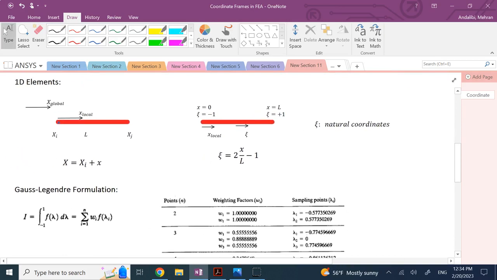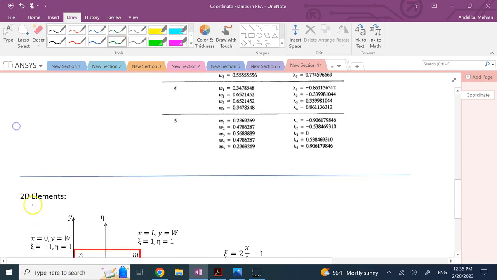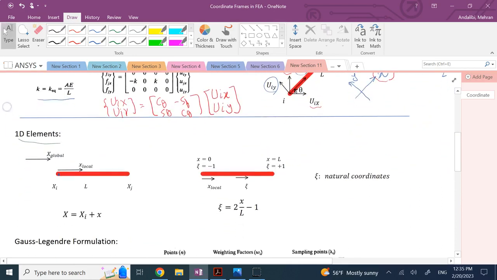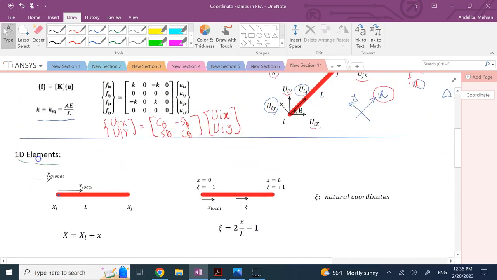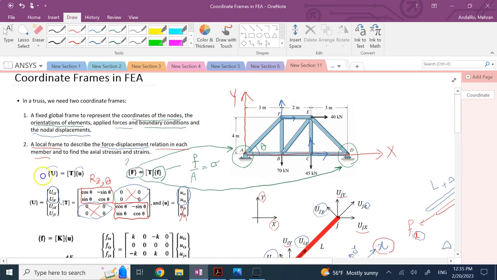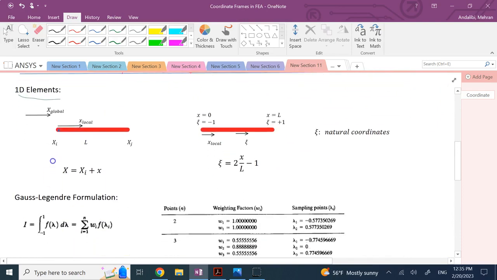But before I go forward, I want to show you that, in finite element, we have problems that use 1D elements, or 1D problems. We have problems that use 2D elements and 3D elements. So in these types of problems, or these types of elements, how does my global frame look like? How does my local frame look like? Okay, and then, as I said, the natural frame. So let's talk about those.